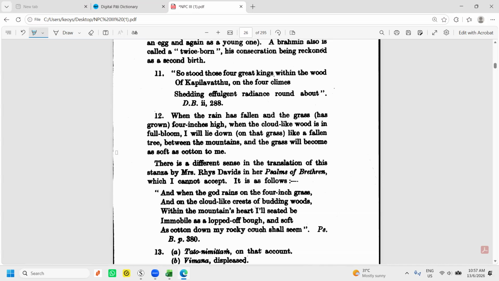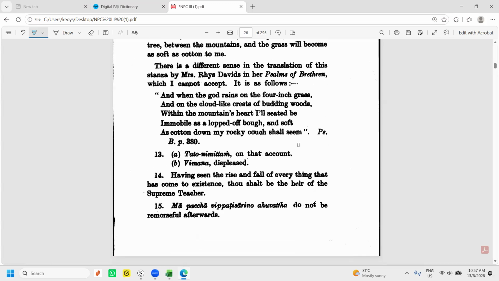And then you see, for instance here, number 12, there is a different sense in the translation of this by Mrs. Rhys Davids, his wife. And then in the word "balsam of Britain", it was something like that. So there are a lot of indications here. I think this is PSB, P, S, and B should be referred to this, and then this is a page. So something like that is okay.